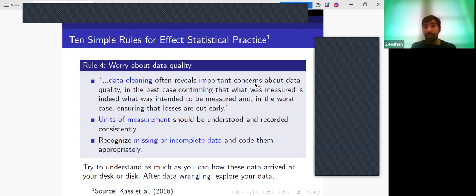Sometimes you can get missing values non-randomly. Sometimes there is a respondent who is not going to answer a specific question. So you should keep all these things in mind when you are going to conduct the research, and you should be very careful about the quality of your data. So always try to understand as much as you can how the data arrived, right?